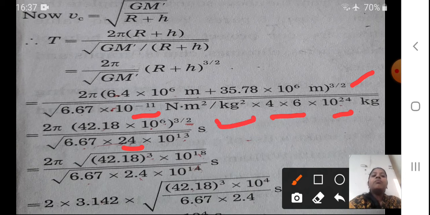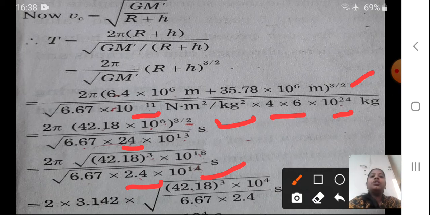Then see here, 42.18 raised to cube, it has become the cube. How has it become the cube, students? See here, it is 6 and raised to 3 by 2, right? So it has become cube, and here it has become 10 raised to 18. Down it has become 14. How 14? Because I have made 24 into 2.4, so I have written 10 raised to 14. Okay, here this will become.